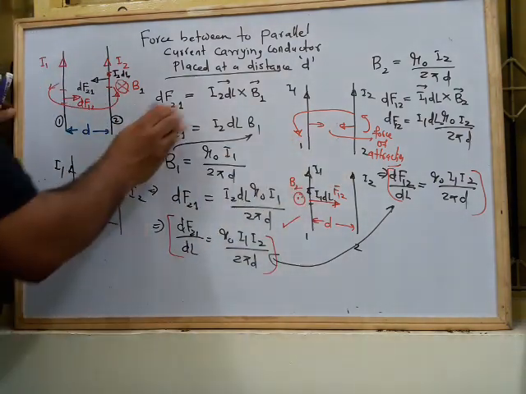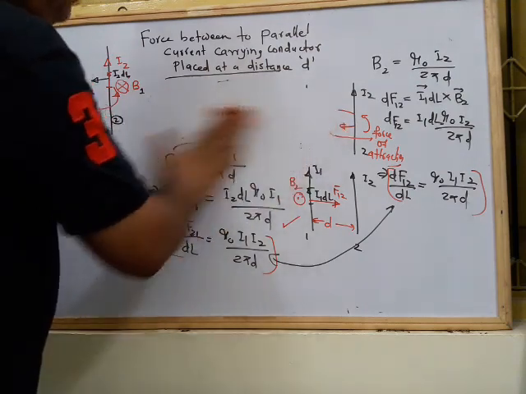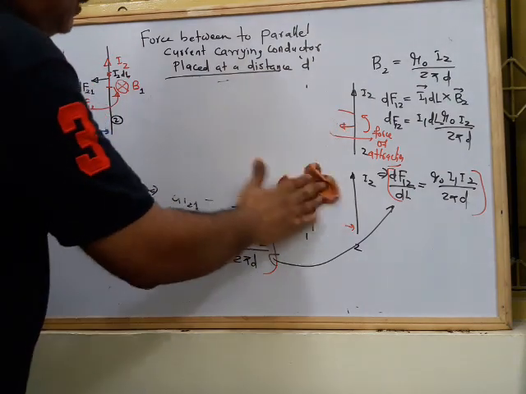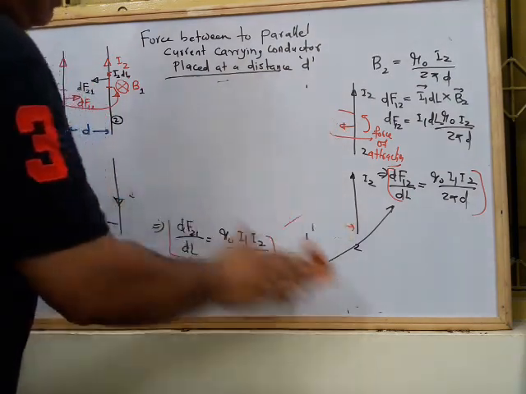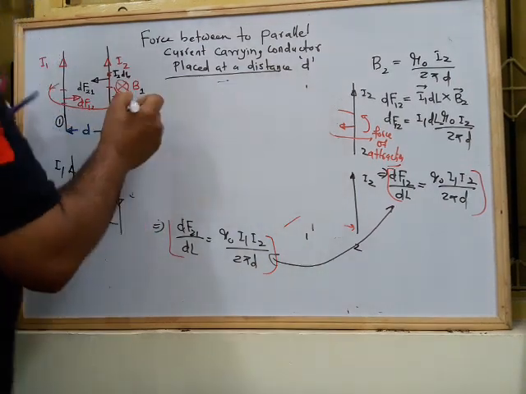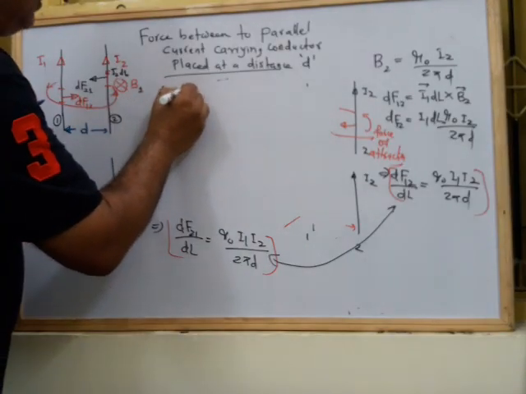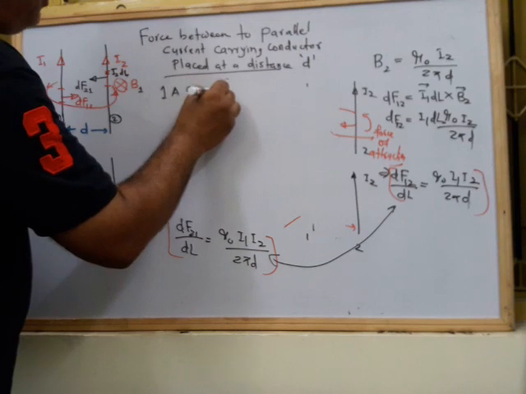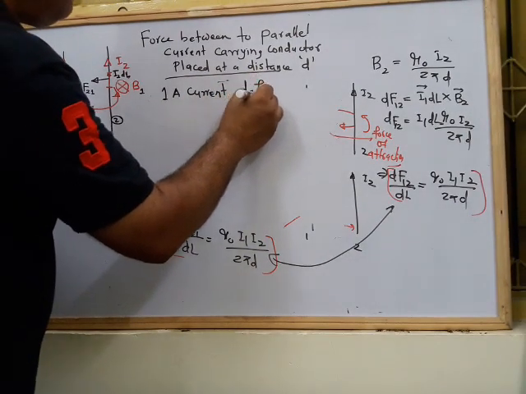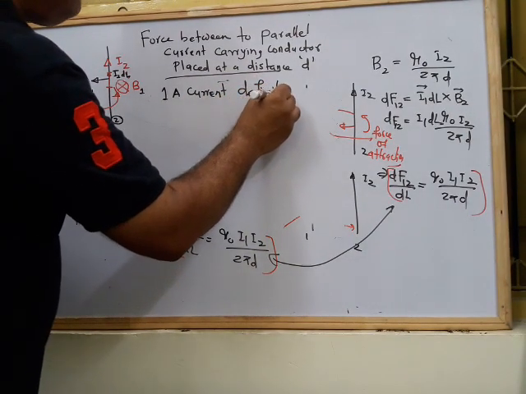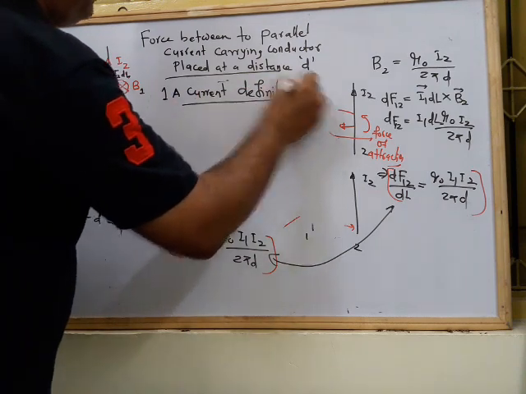Now you can define 1 ampere current. Okay, so how we will define this 1 ampere current? So 1 ampere current definition. What is the definition of the 1 ampere current?